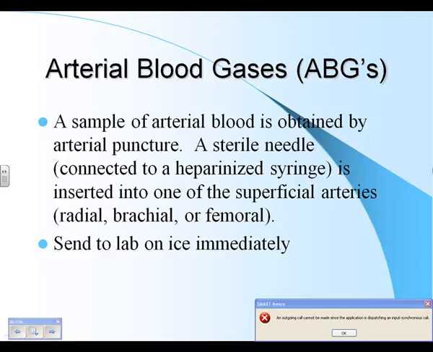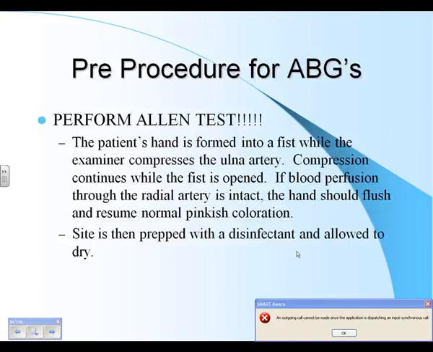It is sent to the lab on ice immediately, or they now have these wonderful little tubes that have something cold in it, and they just stick it down in there, and it goes to the lab. But in the olden days of nursing, we put it on ice and sent it to the lab. Babies are very difficult to do because they're squirming and their arteries are so tiny.